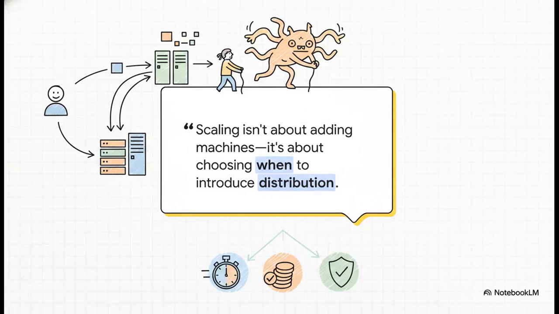So, in the end, scaling is a discipline. It is not about the reactive, panicked act of just adding more servers. It is about the strategic choice of when to introduce the complexity of distribution, how you're going to wrangle that beast we call distributed state, and how to do it all in a way that perfectly balances cost, speed, and reliability. Now that is the true journey from one user to millions.